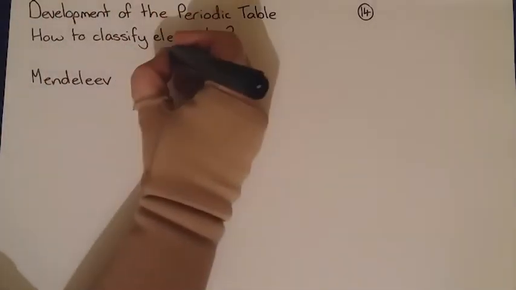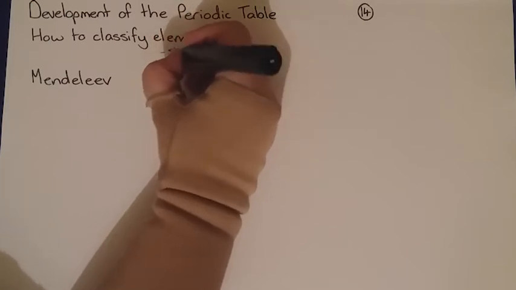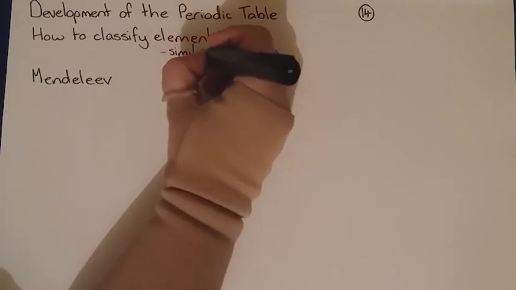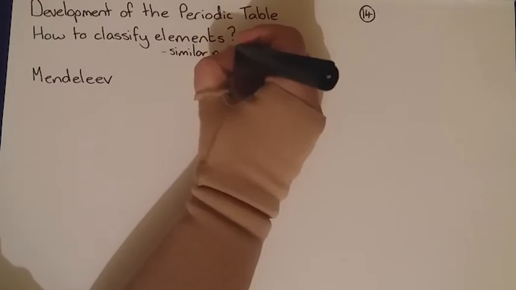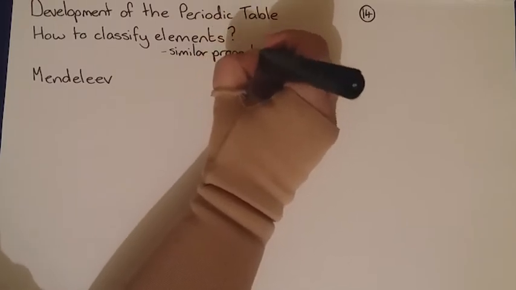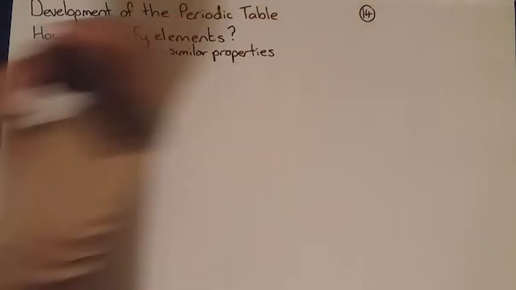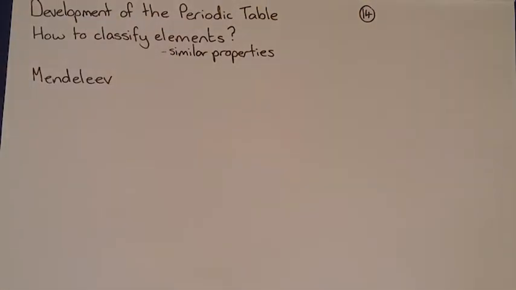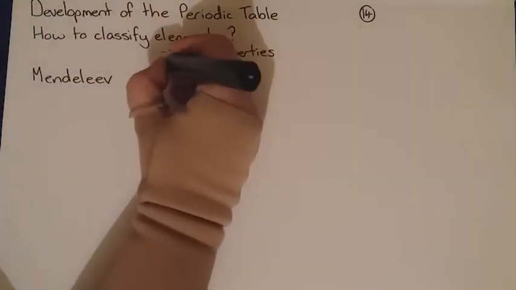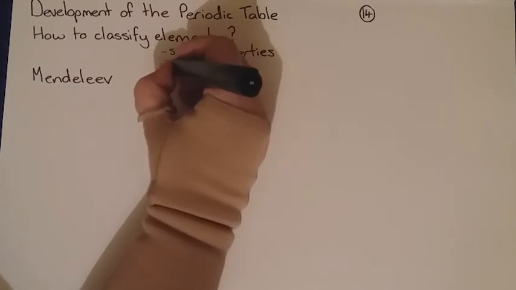Development of the periodic table. Before the discovery of protons, neutrons and electrons, scientists tried several ways to classify the elements. One of the ways they tried was by putting them together in small groups where their properties were similar. Other scientists tried by putting them in order of their atomic mass.